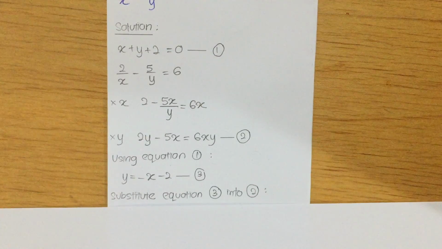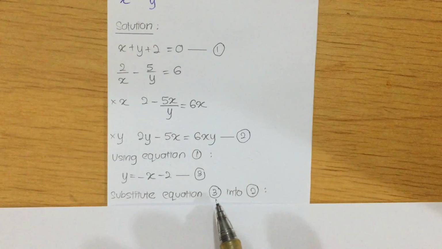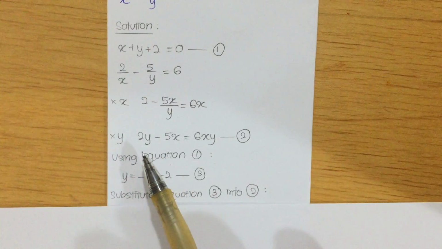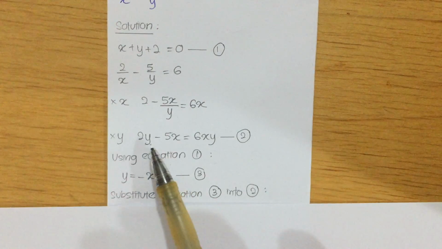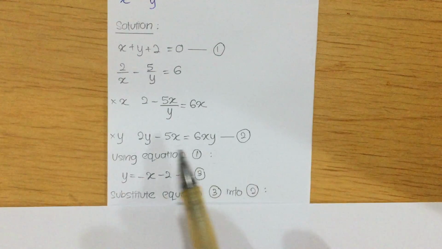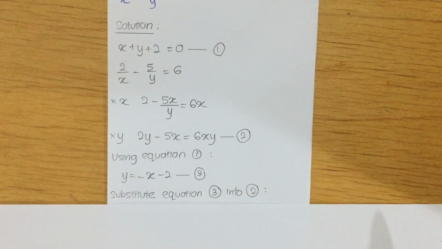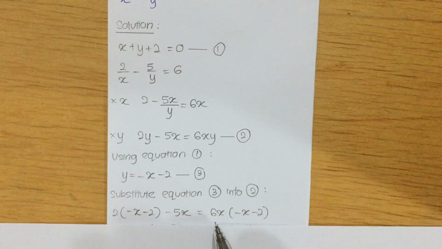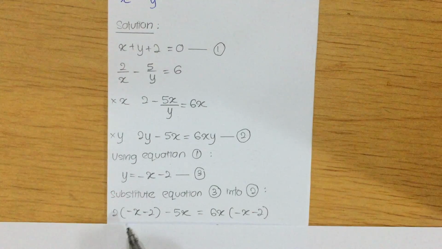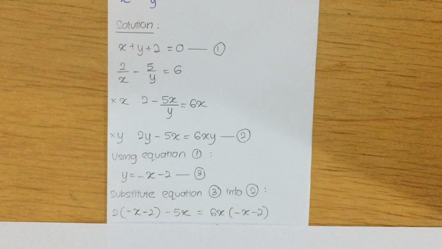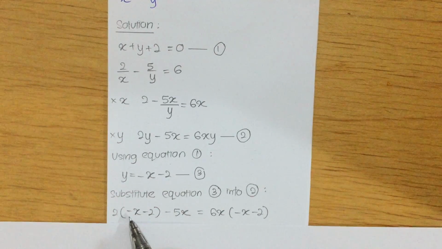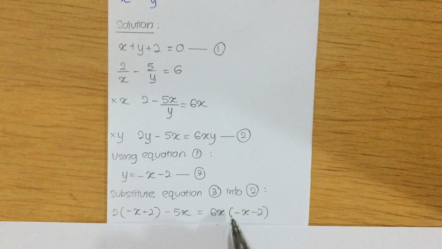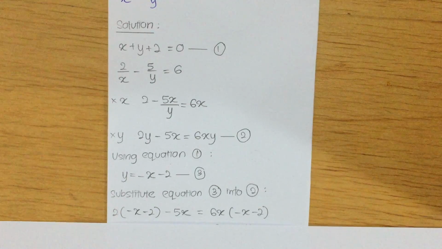For the next step, we're going to substitute equation 3 into equation 2. That means we're going to reduce 2 unknowns to become 1 unknown, where we're going to use completely the x variable over here. So 2y minus 5x equals to 6xy. We're going to substitute our y equals to negative x minus 2. From here we get 2 in a bracket negative x minus 2 close bracket minus 5x equals to 6x in a bracket negative x minus 2 close bracket.